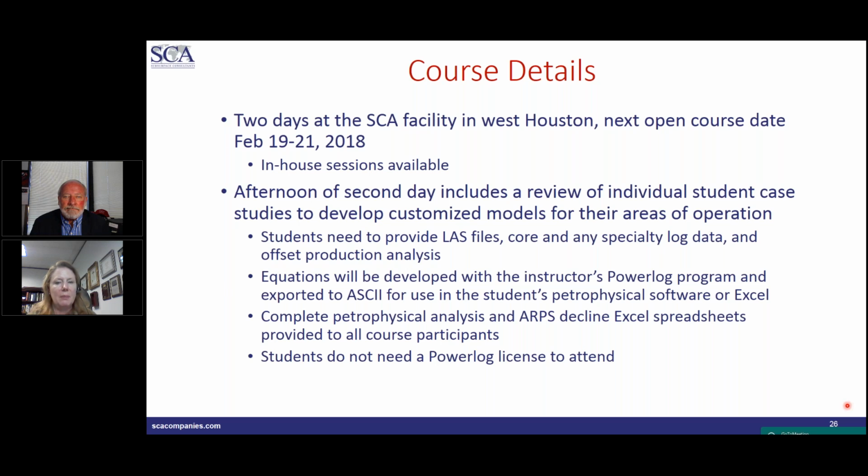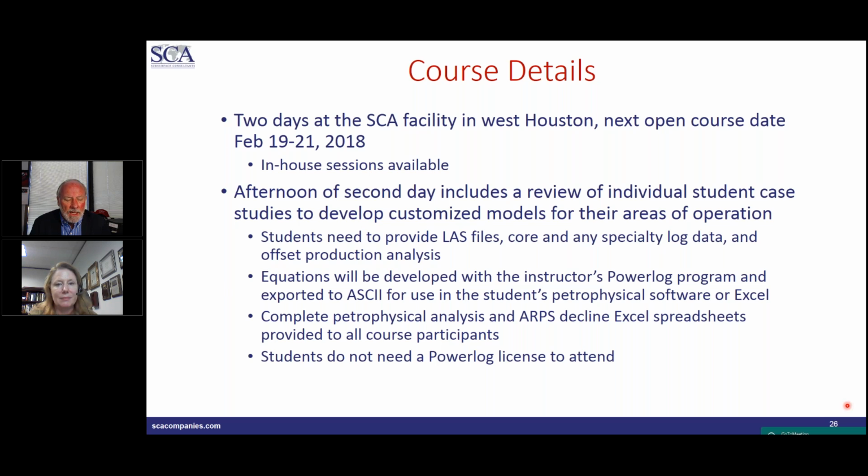Great, thank you. Bob, a lot of your work depends on having data, having core data, having triple combo, all the best log data. What sort of data collection method do you recommend, particularly in a cost-constrained environment?